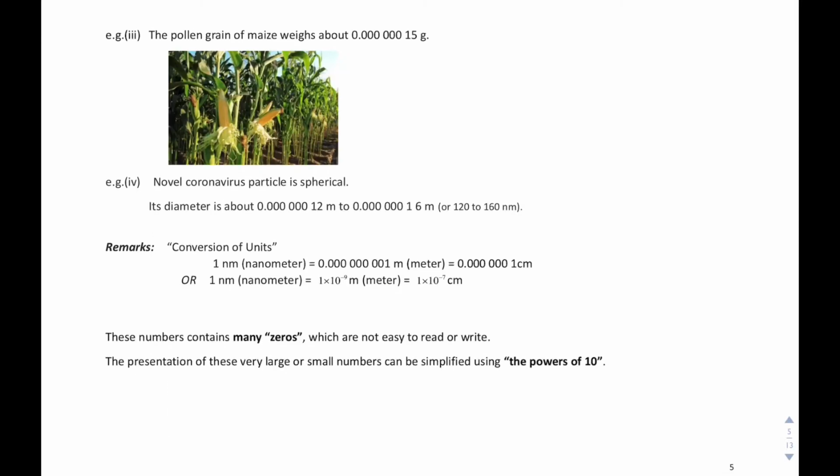Example 3, we have the pollen grain of maize. The weight of it is about 0.000000015 gram. Very small weight. Now we have the novel coronavirus disease, and the particle of this virus is spherical, and the diameter of this is about 0.000000012 meters to 0.000000016 meters.